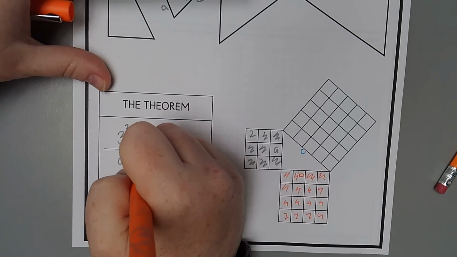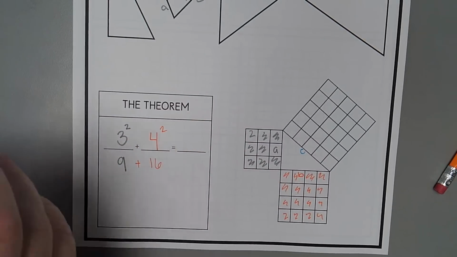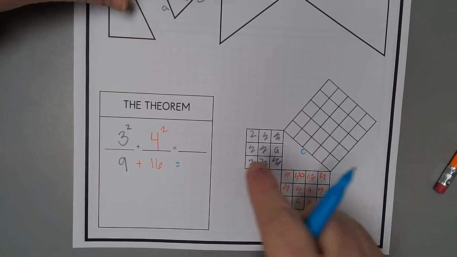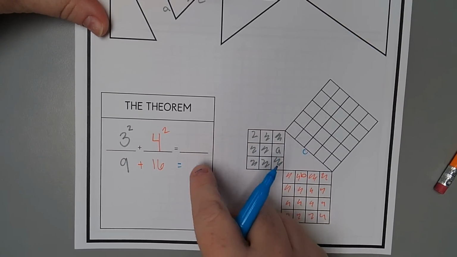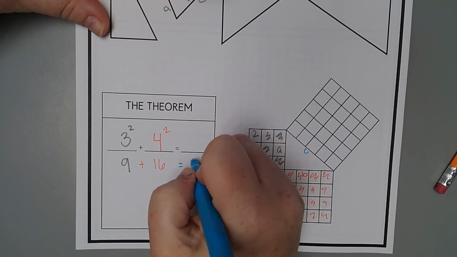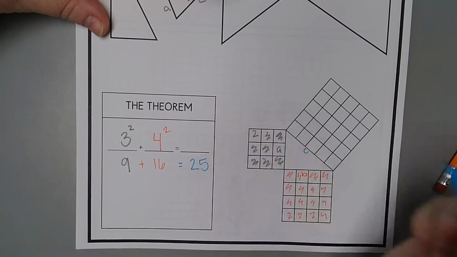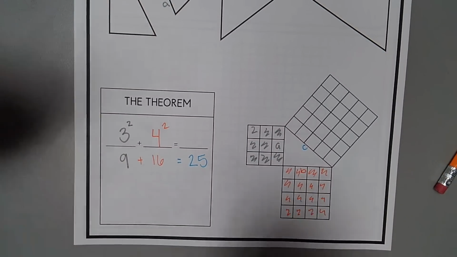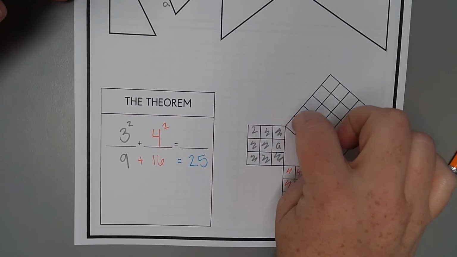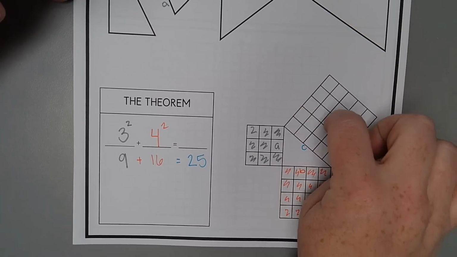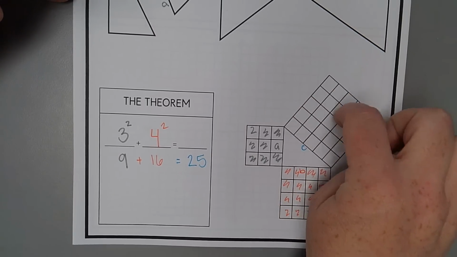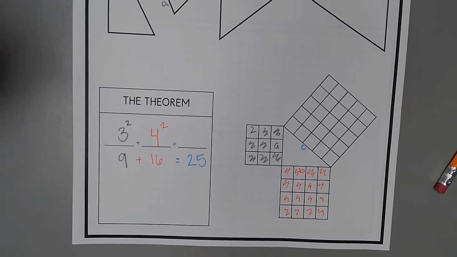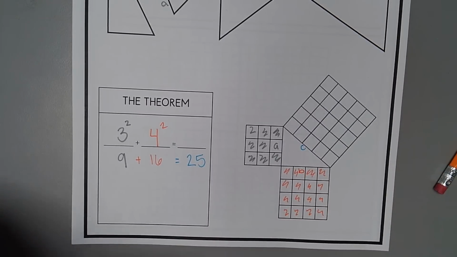4 squared is 16. It is saying that whatever number we have here should end up having an area of 25. 1, 2, 3, 4, 5, 6, 7, 8, 9, 10, 11, 12, 13, 14, 15, 16, 17, 18, 19, 20, 21, 22, 23, 24, 25. There are 25 there. So that is true.